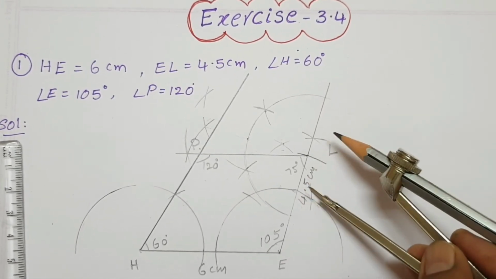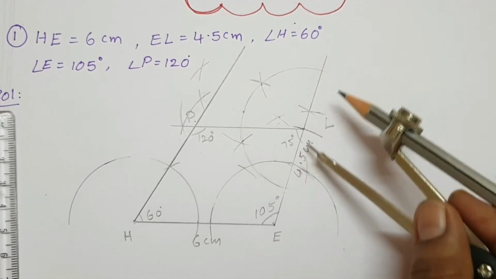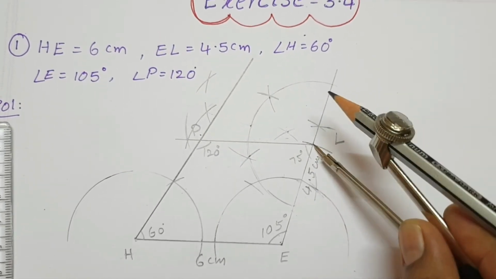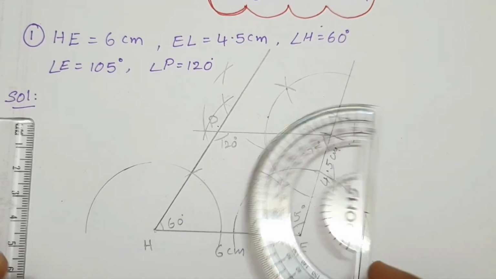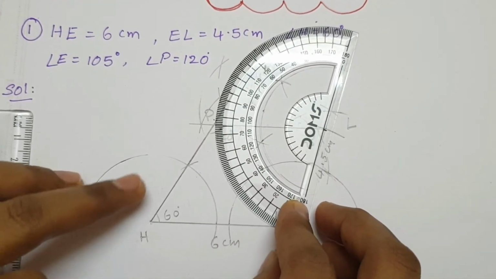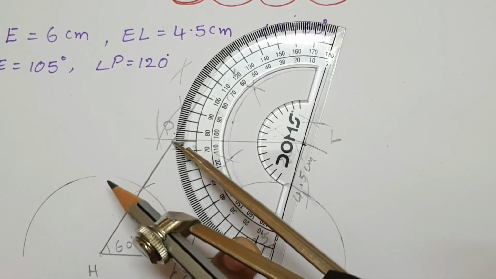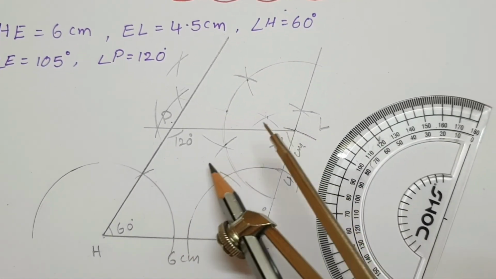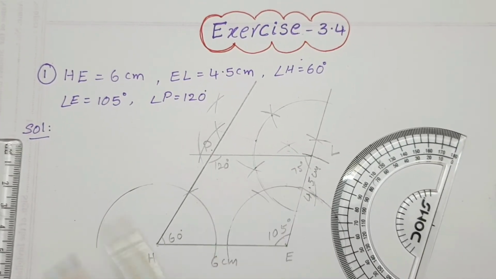Again here, 4.5 centimeters as radius, draw an arc. So in that, here intersecting, this point name is L. From L, again draw like that without using protractor. Otherwise use protractor also, keep. This is 75 degrees, exactly 75 degrees. Keep 75 degrees. We know that sum of 4 angles of a quadrilateral is 360. Like this is exactly 120 degrees.